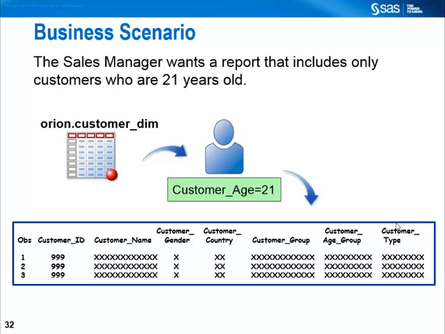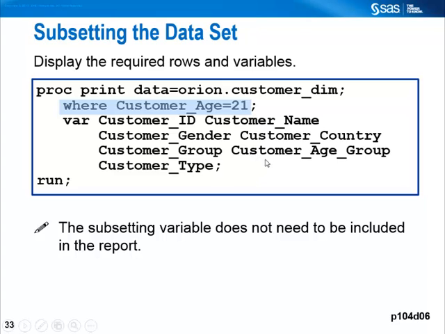The sales manager wants a report that includes only customers who are 21 years old, and we want it from the orient.customers_dim dataset, and our criteria is customer age equals 21. So this displays the required rows and variables, where customer age equals 21. The subsetting variable does not need to be included in the report.